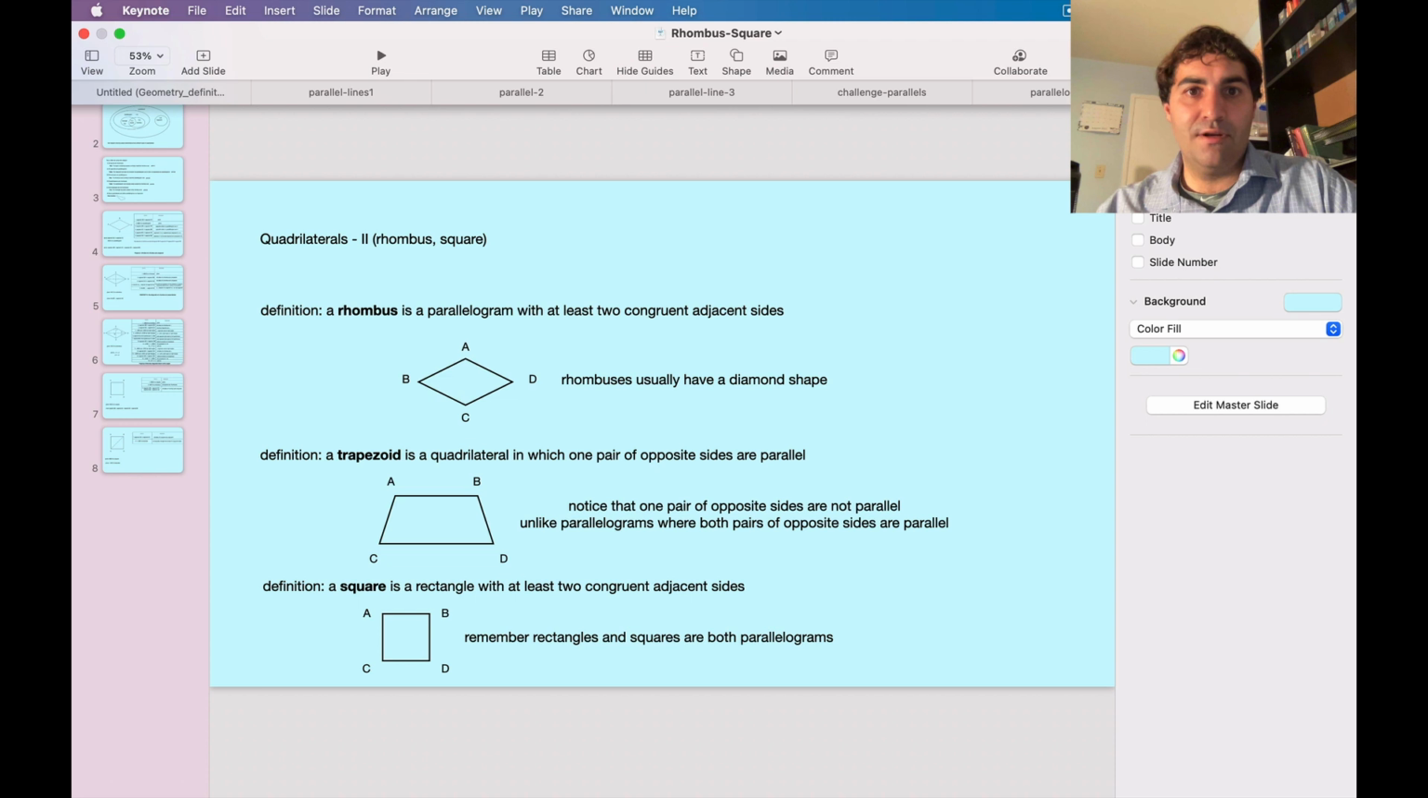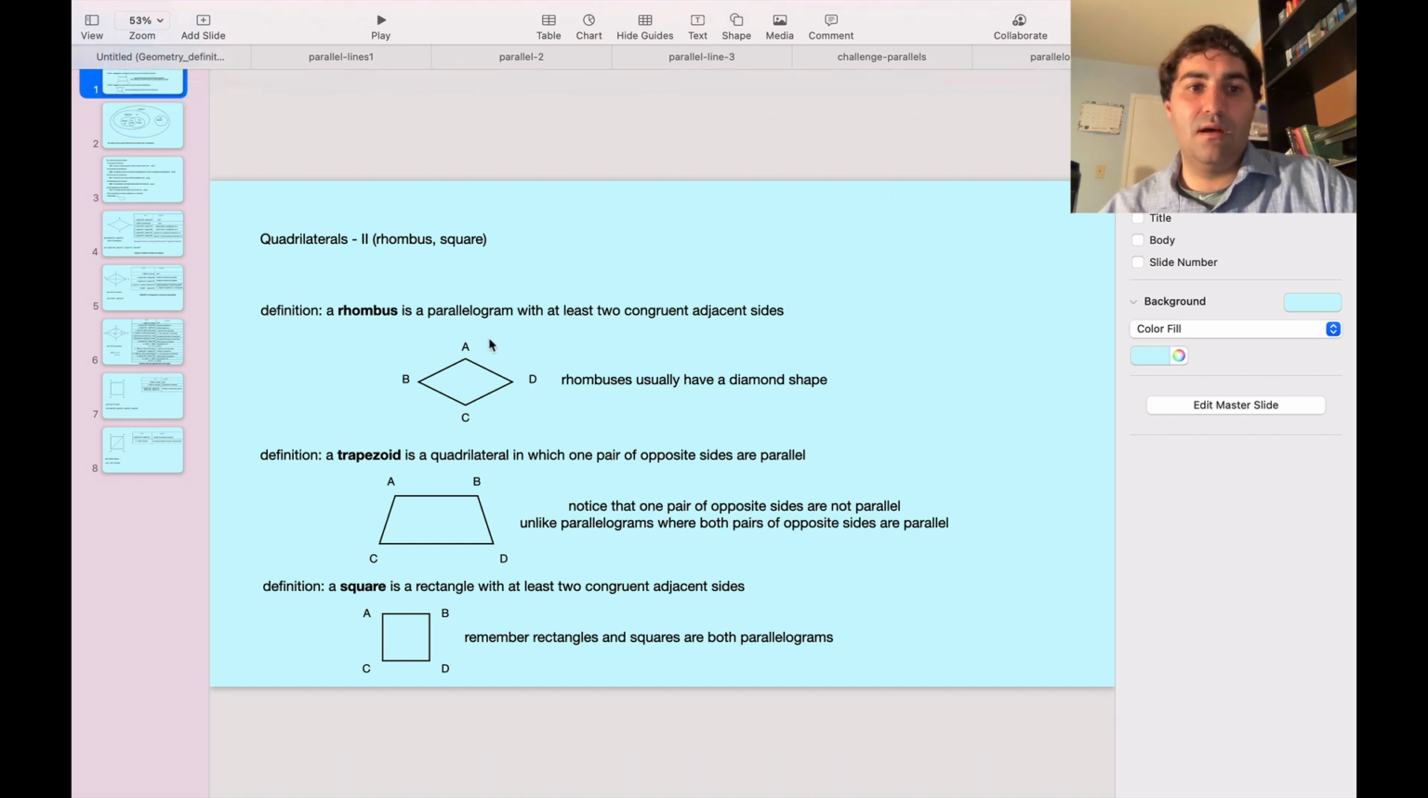Today I want to go over quadrilaterals some more. So let's start off with some definitions. A rhombus is a parallelogram with at least two congruent adjacent sides. The main thing to remember about rhombuses is they look like diamonds a lot of times. So this is a typical rhombus ABCD.